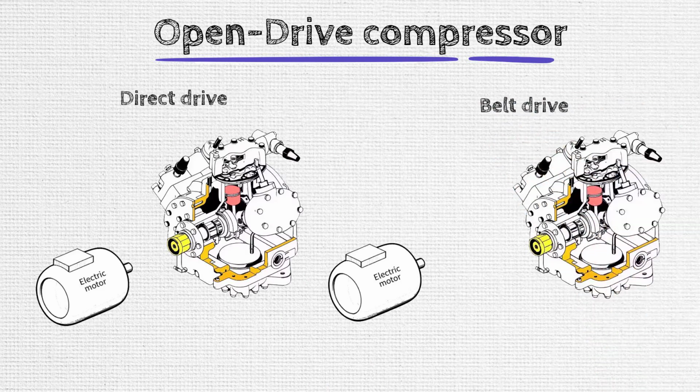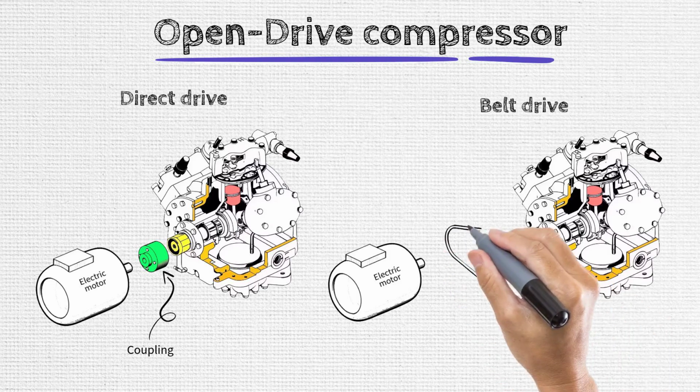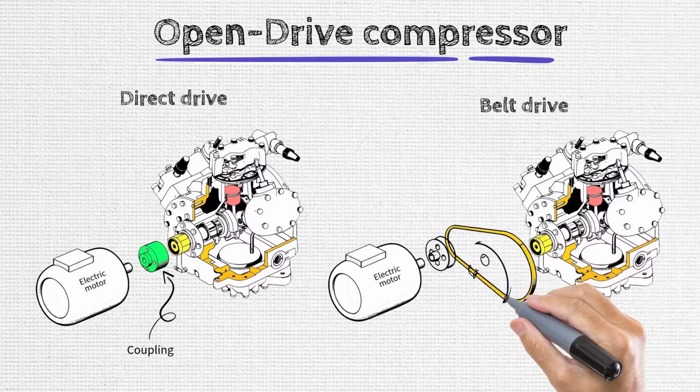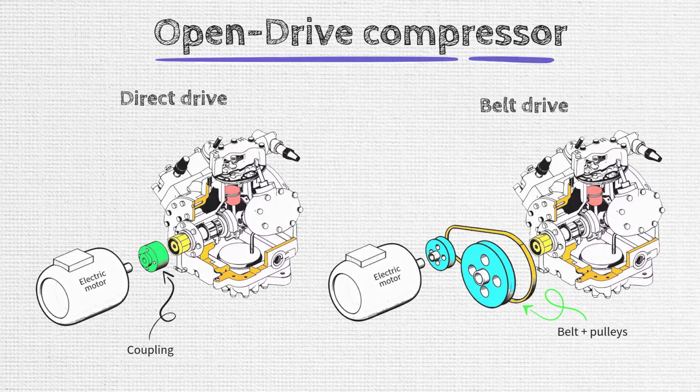A direct drive compressor is driven by a coupling connecting directly to the compressor shaft. The compressor turns at the same speed as the motor. On a belt-driven compressor, a belt connects a pulley on the drive motor to a pulley on the compressor's shaft.